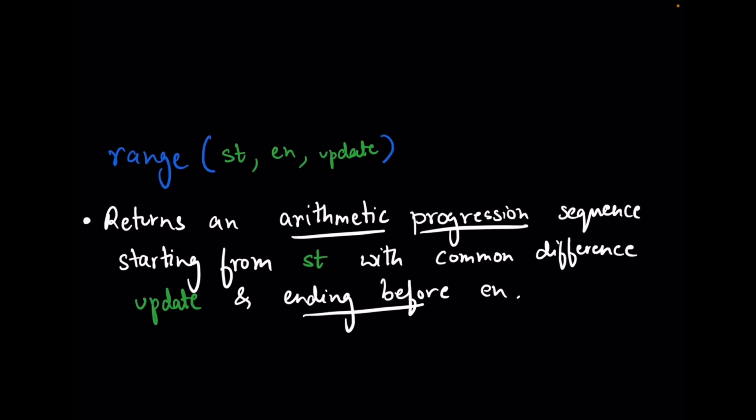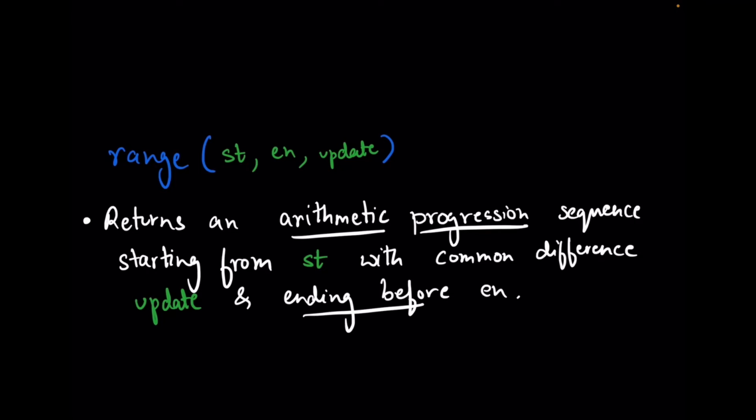If you don't know what an arithmetic progression sequence means, it's actually really simple to understand. Basically, the first number of the sequence will be the starting number st. Then to find the next number of the sequence, we just add this common difference update to st and we get the next number of the sequence. Then to find the next number, we add update to this new number and get the next number of the sequence, and so on. So range returns this arithmetic progression sequence till before the number en.